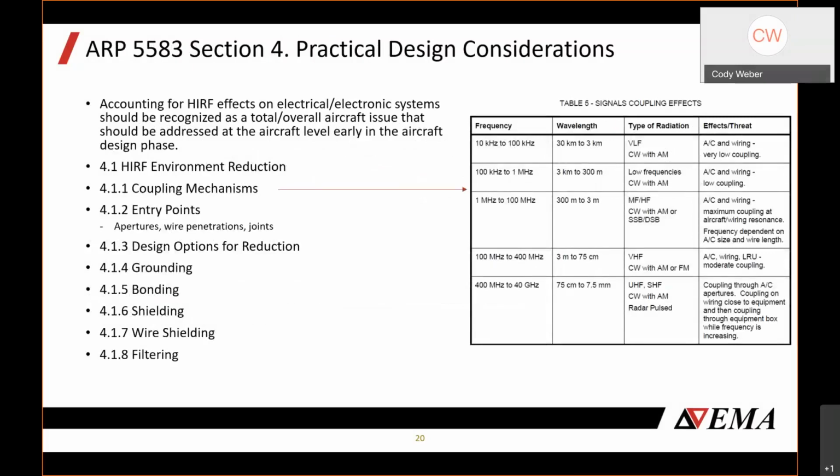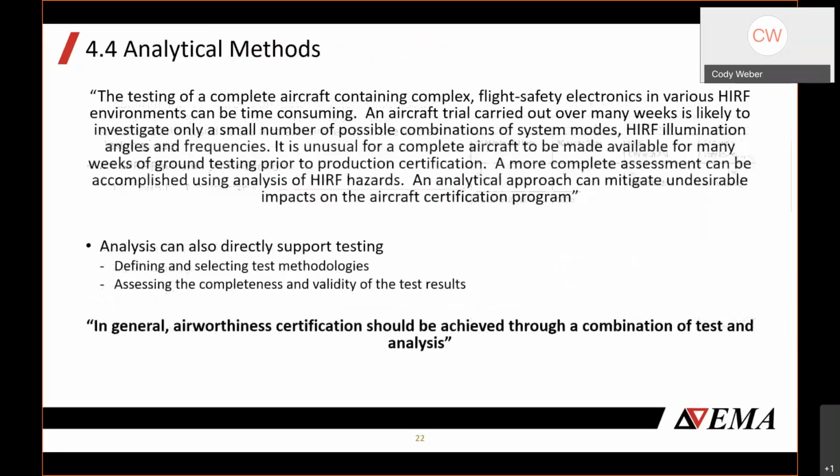I just want to quickly highlight that I really like Section 4 of ARP5583, which talks about practical design considerations. There's some good information in Section 4.1 talking about coupling mechanisms and different grounding, bonding, and shielding effects for consideration of design and how they impact your electromagnetic protection. But the area I want to talk about more is Section 4.4 on analytical methods. There are some quotes here that really highlight my beliefs about analysis and how it should be used in these programs and assessments. So I'm just going to read this small section here.